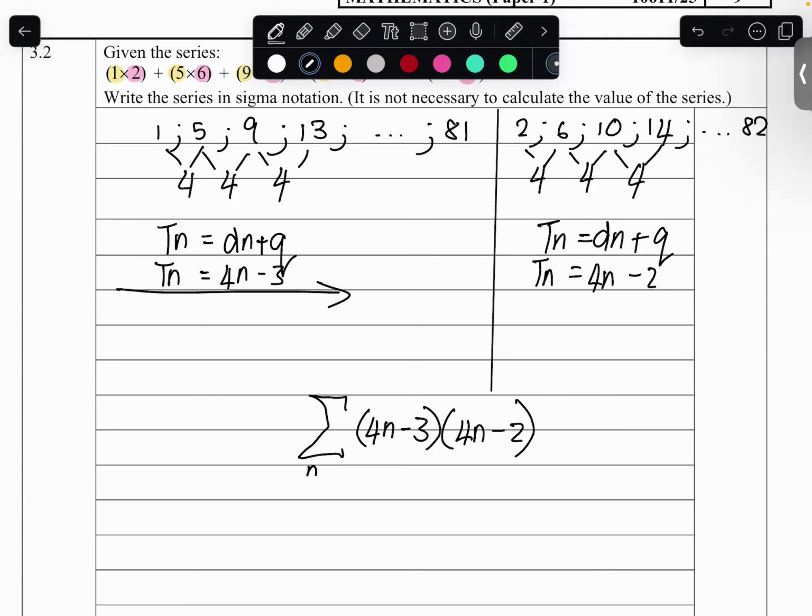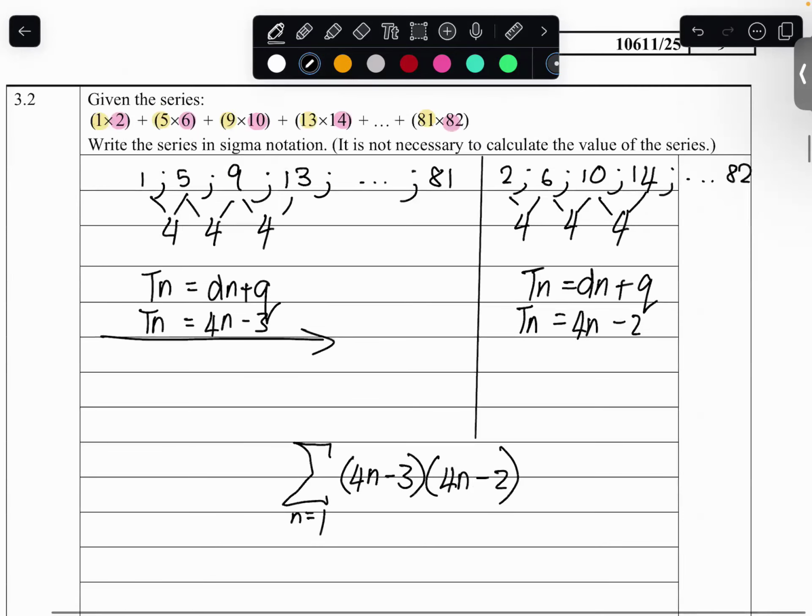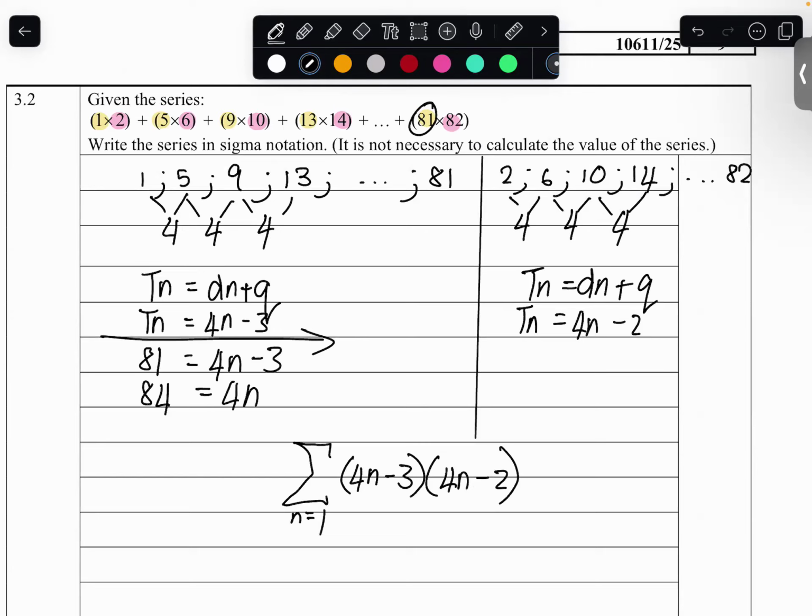At the bottom is always n is equal to 1. And then on the top is the number of terms that are in the sequence. So to calculate the number of terms in the sequence, I just have to put the last term in place of Tn and figure out n. So this is 81 is equal to 4n minus 3. Take that minus 3 over. It's going to give me 84 is equal to 4n. Divide both sides by 4. n is equal to 21.